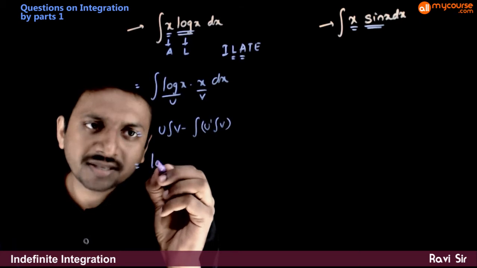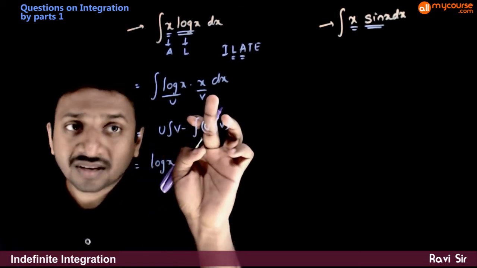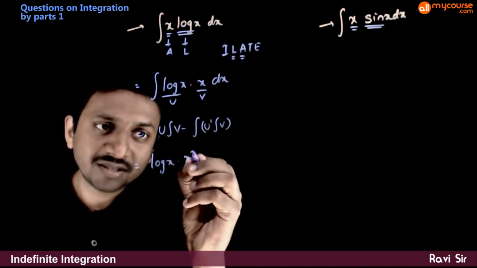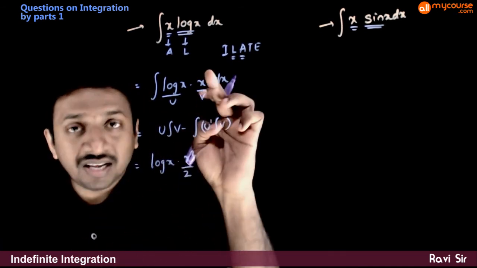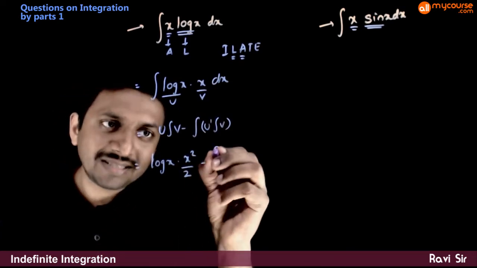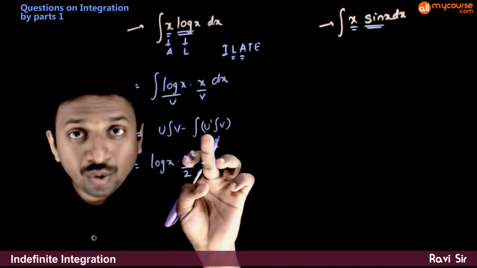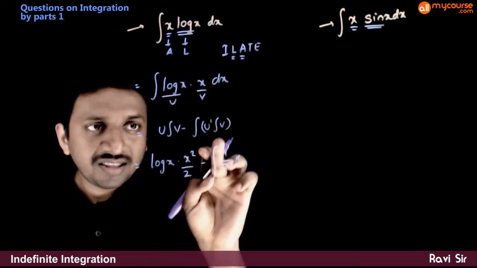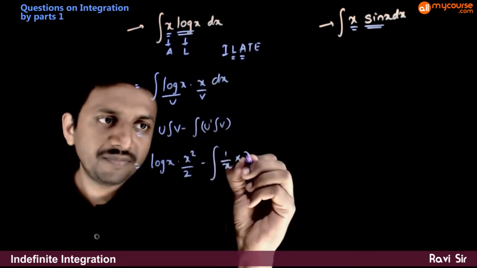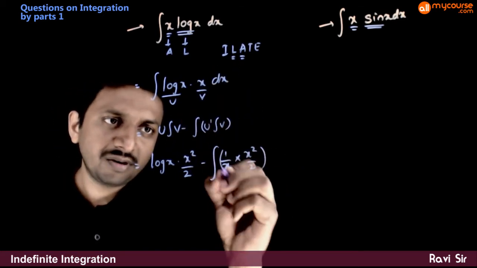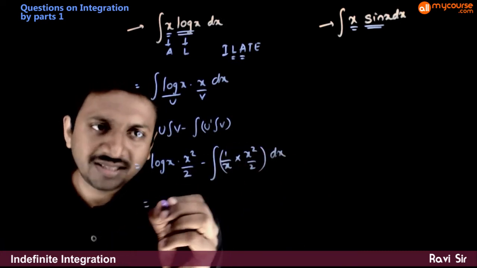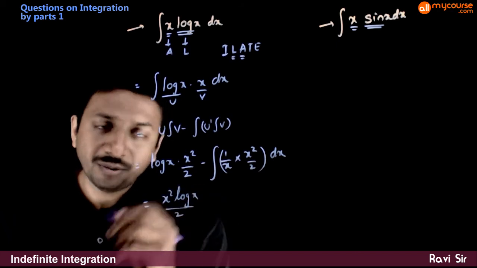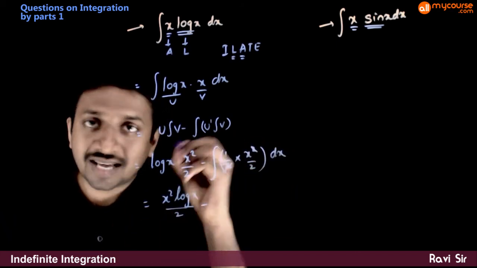So u is log x times integration of v. Integration of x is x square by 2, minus integration of u dash, the differentiation of log x, is 1 by x into the integration of the second function, x square by 2 dx. That is equal to x square log x by 2 minus, this x and this x get cancelled.